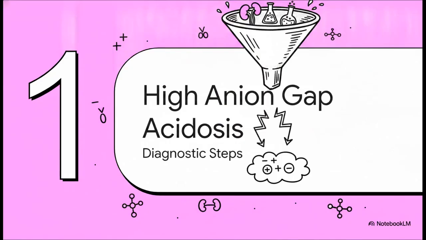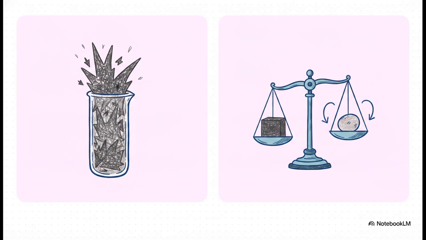Okay, Section 1, high anion gap acidosis. When the funnel points you toward metabolic acidosis, your immediate next step is calculating that anion gap. Here's the crucial split. If the gap is over 12, it's high. That literally means unmeasured acidic compounds are building up in the patient's blood. But if the gap is normal, say between 8 and 12, it simply means the patient lost bicarbonate. And to keep electrical charges balanced, their chloride levels went up to compensate, which, by the way, is exactly why it's also called hyperchloremic metabolic acidosis.